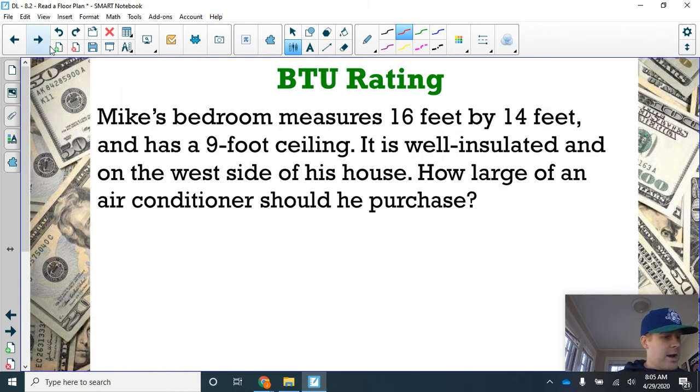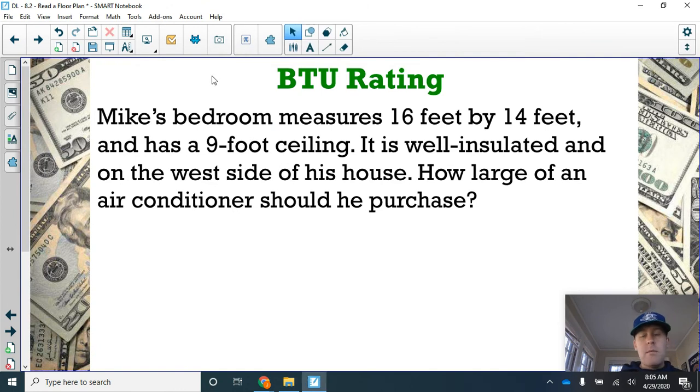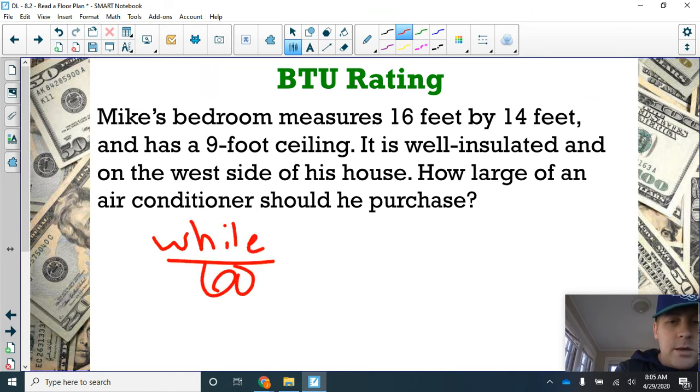Okay, so let's do one out. Mike's bedroom measures 16 feet by 14 feet and has a 9-foot ceiling. It is well insulated and on the west side of his house. So how large of an air conditioner should he purchase? Okay, again, our formula here is W times H times L times I times E, divided by 60. Or volume times insulation times exposure, divided by 60.